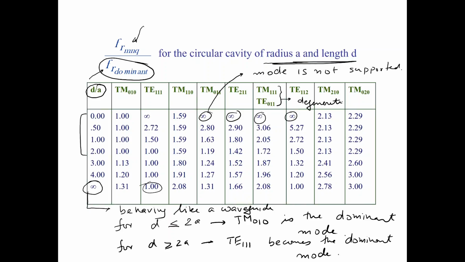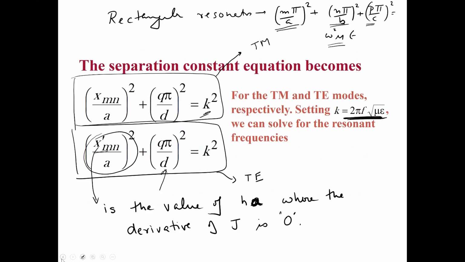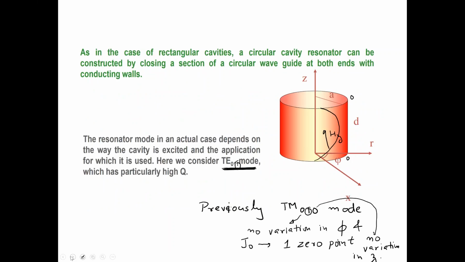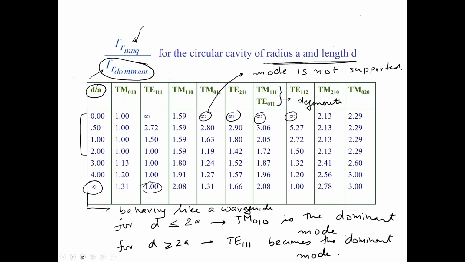So the TE011 mode is a mode which is of quite interest to us because this mode actually has the lowest loss in these cavities. This particular mode has the lowest loss.